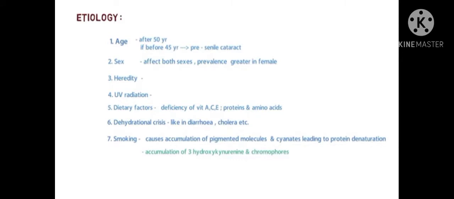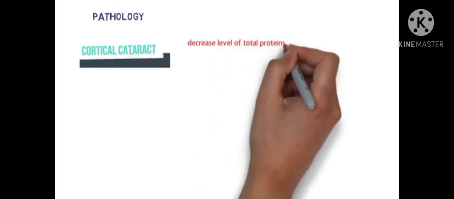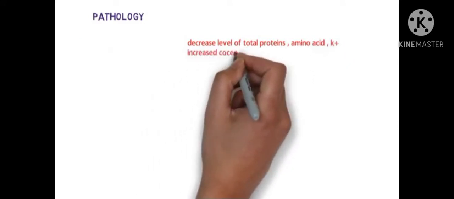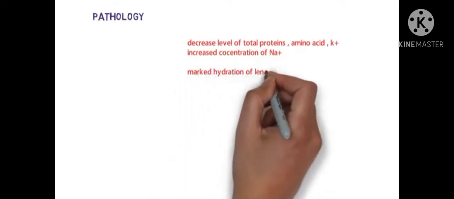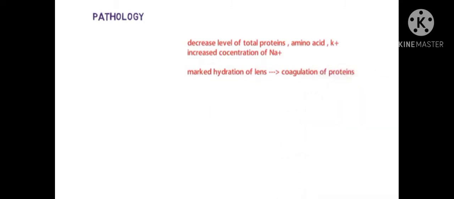Now, what is the pathology? So this is cortical senile cataract, and the pathology behind it is a decreased level of total proteins, amino acids, potassium, and an increased concentration of sodium. That's why there is a marked hydration of the lens, and due to the marked hydration, there is a coagulation of proteins. This is the pathology behind cortical senile cataract, which includes cuneiform cataract and cupuliform cataract.